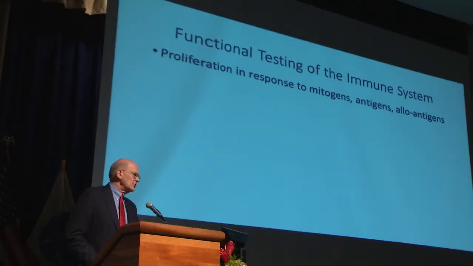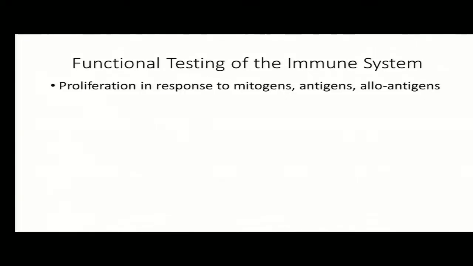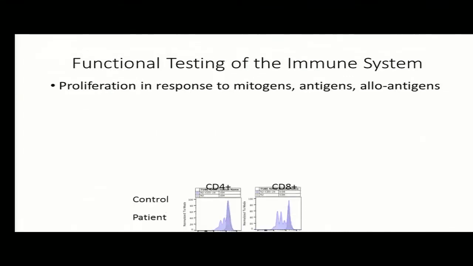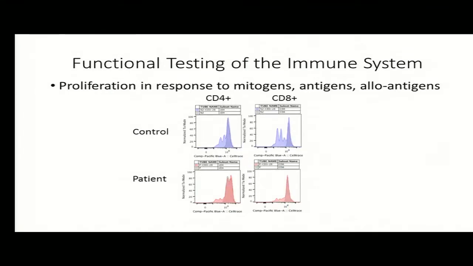So if we move to functional testing, rather than simply describing the presence or absence of cells or the presence or absence of proteins, we can look at proliferation. This is a historical test. It's been around for more than 60 years. Not terribly important, but I think most of you can see that the patient and the control look very different. And this is a defect in terms of T cell responses.